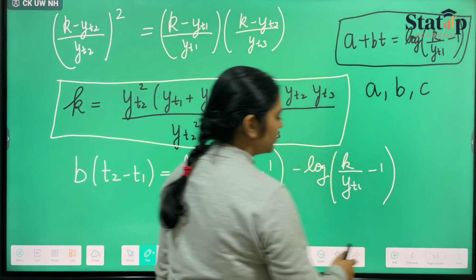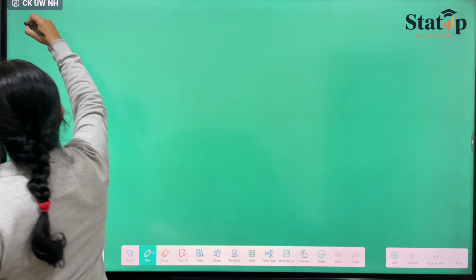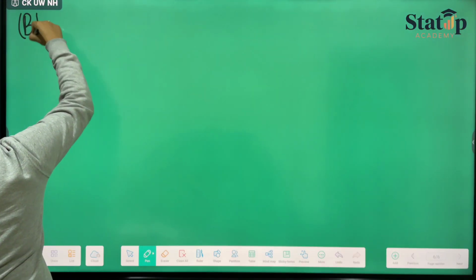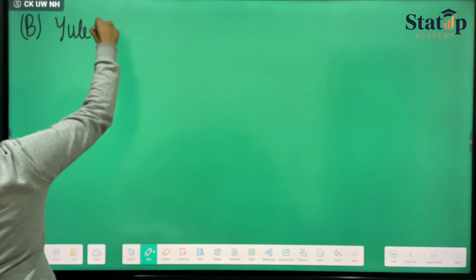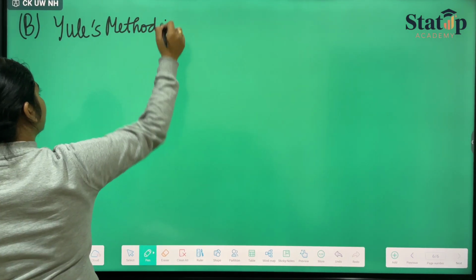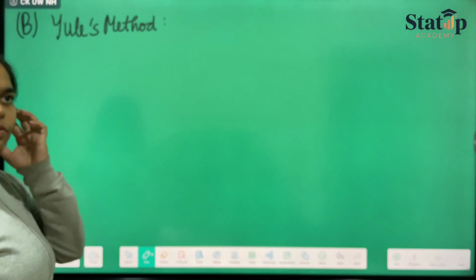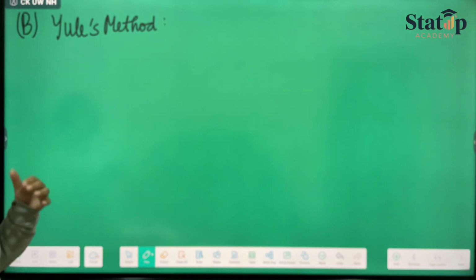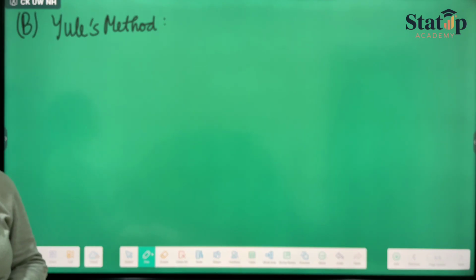So the next method is Yule's method. What does Yule's method say? Yule's method says that if we have a pre-known value of k, or we have found the value of k previously, then we can derive the logistic curve into a straight line curve and solve it by a linear system of equations, or the method of least squares.